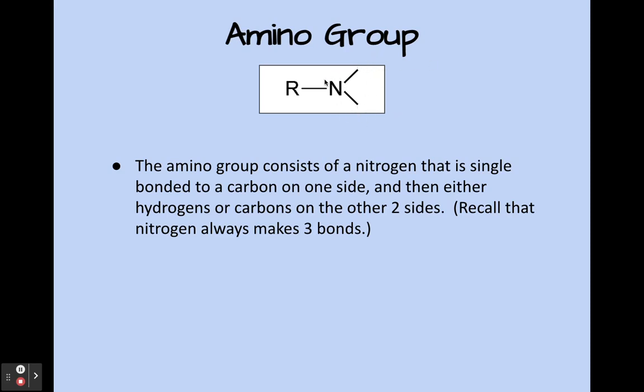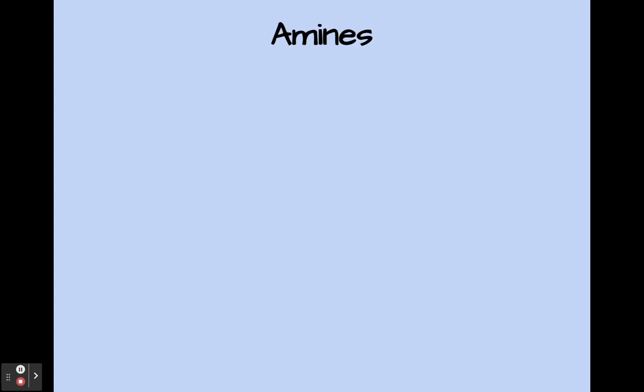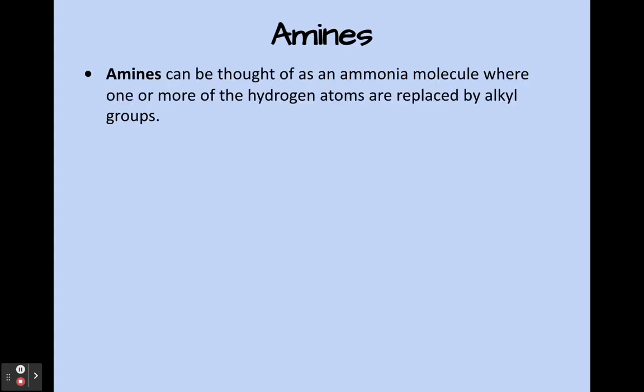Okay, recall nitrogen is always going to make 3 bonds, right? So it's going to be bonded to three things, at least one of which is going to be a hydrocarbon chain. So amino groups are found in the amine group of hydrocarbon derivatives. So amines can be thought of as an ammonia molecule, right, NH3, where one or more of the hydrogen atoms are replaced with alkyl groups.